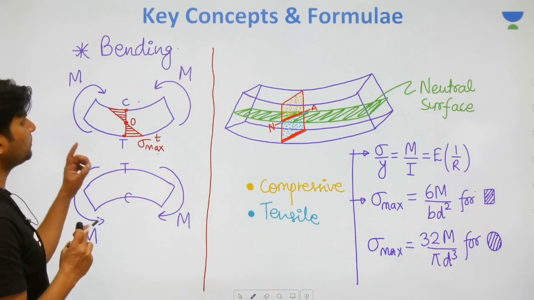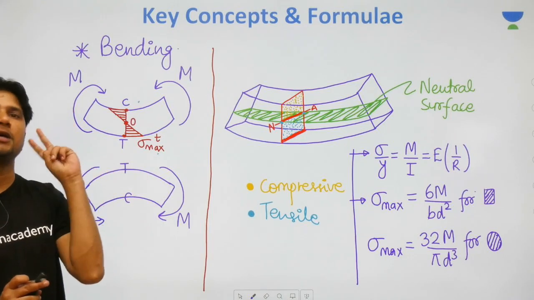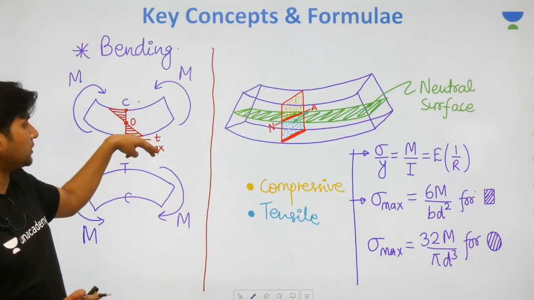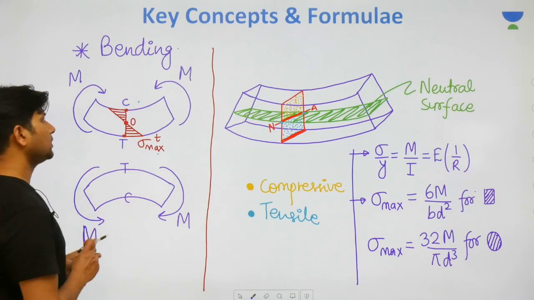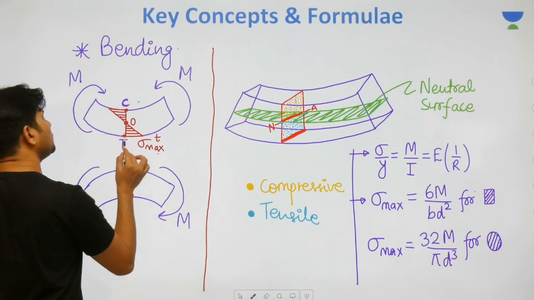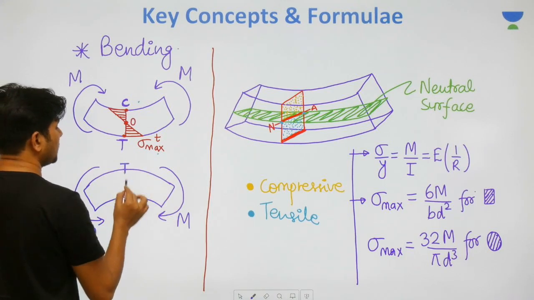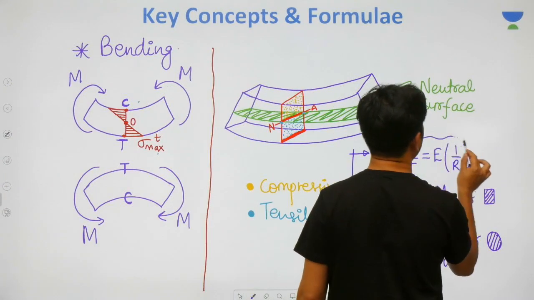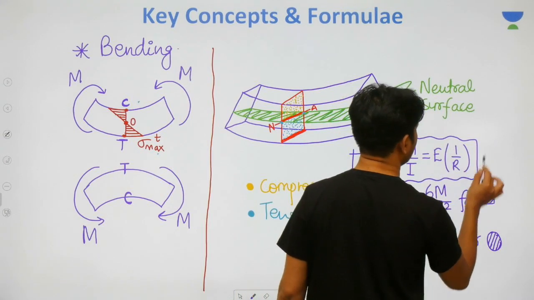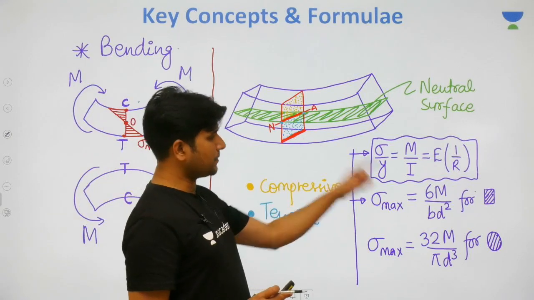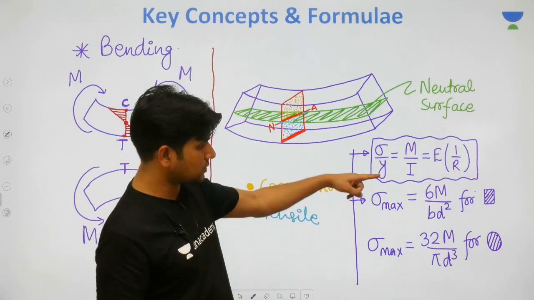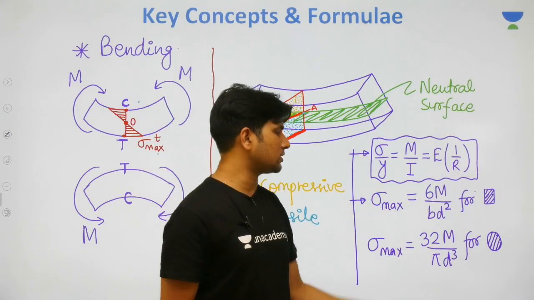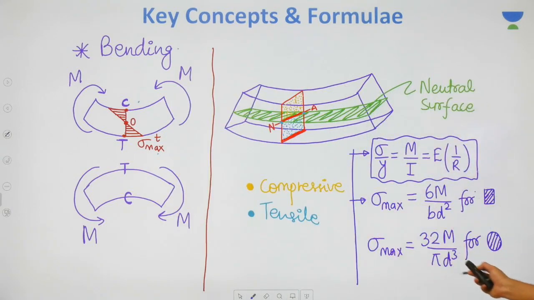So let me quickly recapitulate everything. Due to bending, number one, sigma will develop. Number two, it will not be uniform. It will be varying with maximum compressive at one extreme, maximum tensile at another extreme, and zero value somewhere in between. Number three, for sagging, top will have compressive and bottom will have tensile. For hogging, top will have tensile and bottom will have compressive. Number four, at any general point the stress value you can find out using the bending equation. And finally, number five, the maximum value which takes place at topmost and bottommost can be calculated as 6M by bd square if it is a rectangular section, and 32M by pi d cube if it is a circular section. So this is what we have.